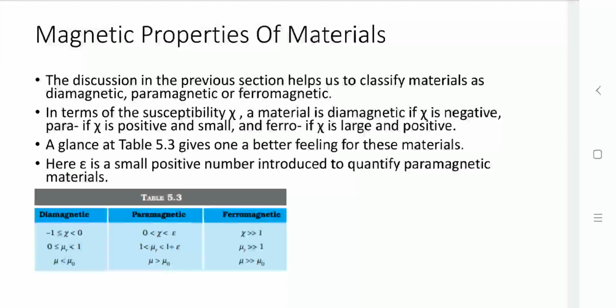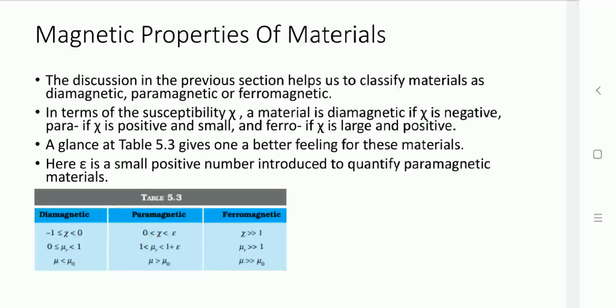Here we have also included epsilon just to define some positive number which can differentiate the value for paramagnetic and ferromagnetic. So in diamagnetic, zeta varies from negative, that is -1 to 0. For paramagnetic, zeta is small and positive, that small value is defined as epsilon, and for the ferromagnetic zeta is very high. Mu r for diamagnetic is between 0 to 1, for paramagnetic between 1 to 1 plus epsilon, and for the ferromagnetic mu r is very high.